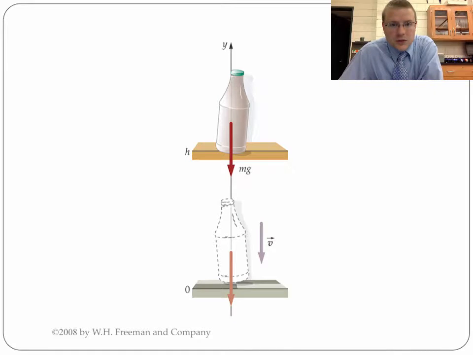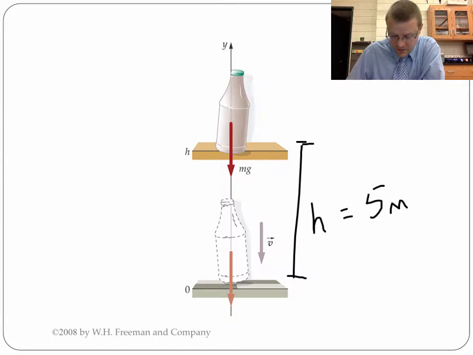Got a milk jug that's on top of a shelf. It falls off the shelf and reaches the floor. Let's say it's a height of 5 meters above the shelf. The question would be, how fast is that milk jug going when it reaches the bottom?